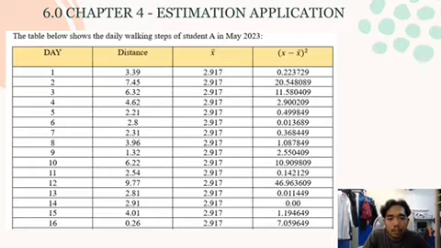Okay, next we continue with chapter 4, which is estimation application. Down here we can see the table shows the daily walking distance of student A in May 2023. You can see the total day is 30 days, and distance, and we can see the mean, which is x bar, and at the right side is x minus x bar to the power of 2.